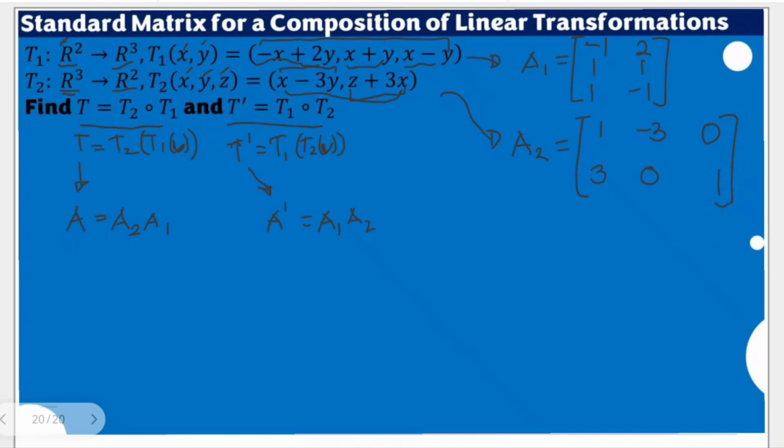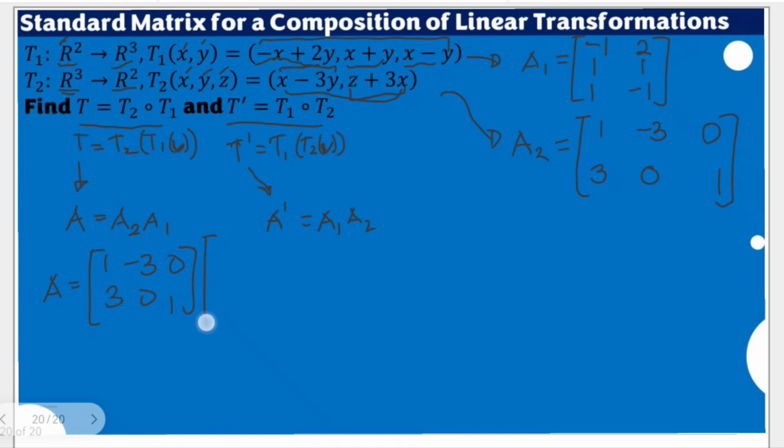Now for our first standard matrix, for our first composition, which is denoted by T, is the product of A sub 2, which is 1, negative 3, 0, 3, 0, 1, and our A sub 1, which is negative 1, 2, 1, 1, 1, negative 3. Notice that the first matrix is a 2 by 3 matrix, and this is a 3 by 2 matrix. The product is defined, and we are expected to have a result, which is a 2 by 2 matrix.